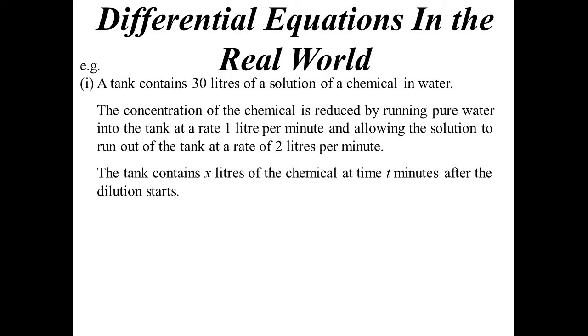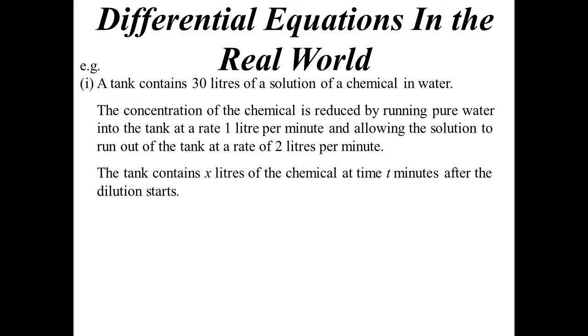And we'll just look at some examples. So we'll start off with this one here. We've got a tank with 30 litres of solution of some particular chemical in it. We've been told that the concentration is going to be reduced, so we're pouring water into it, diluting it down, and that's coming in at a rate of 1 litre per minute. But also, because we don't want the tank to overflow, it's flowing out at 2 litres per minute.